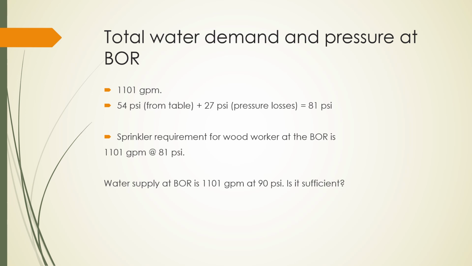So at the base of the riser, essentially where the sprinkler pipe comes through the floor into the building, we require 1101 GPM at 81 PSI. Now let's just say, for the point of discussion, that we determine that we have 1101 GPM at 90 PSI. Would that be sufficient? If you think about it for a second, obviously, if you have 90 PSI and you only need 81 PSI, then of course it is sufficient. But we'll cover that in more detail later.